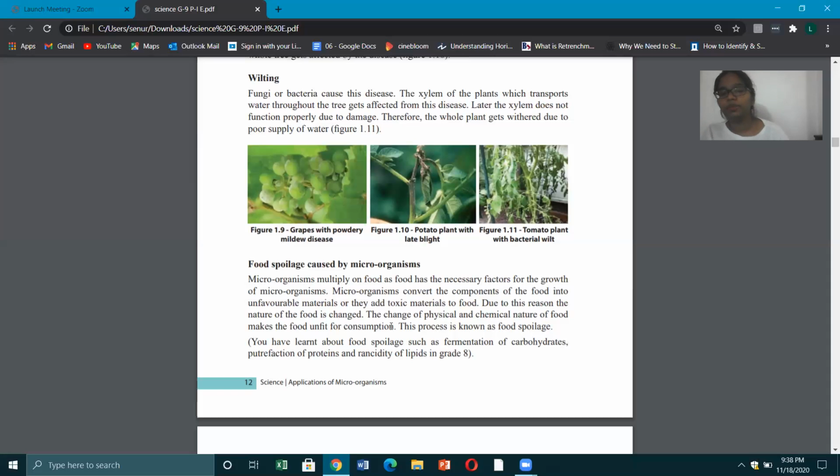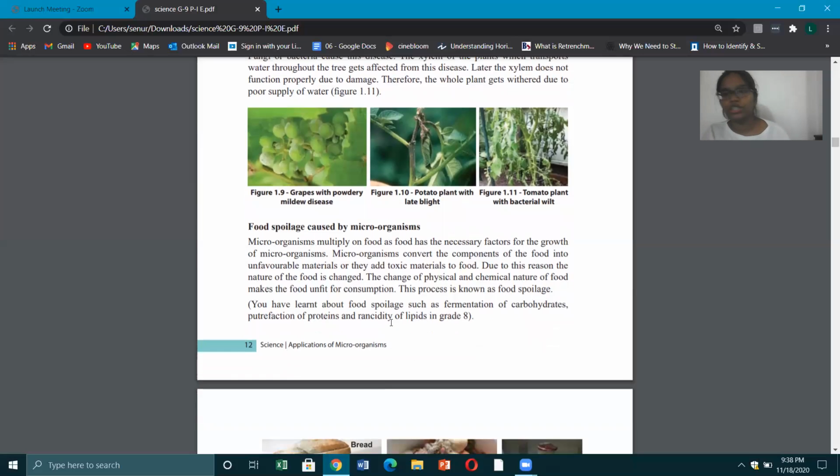So now the water cannot be transported efficiently and effectively. Okay, the xylem does not function properly due to damage. That's what I told. Therefore, the whole plant gets withered due to poor supply of water. Okay, so it does not matter how much water you pour into the plant in order to make it alive again, no, it will die, it will get withered because the issue is there internally.